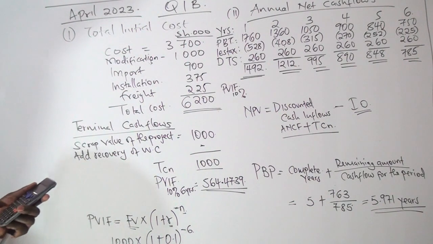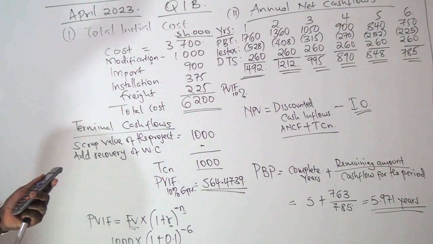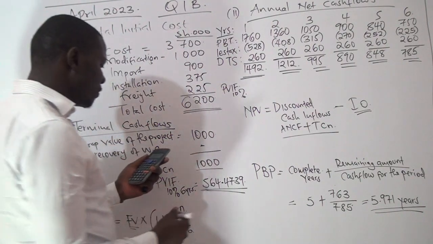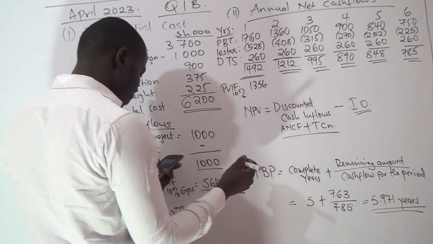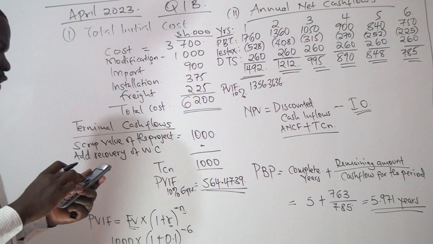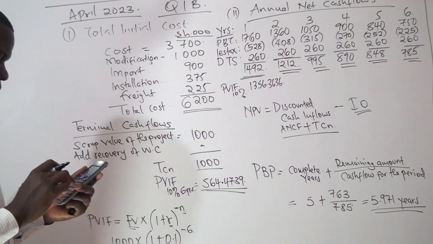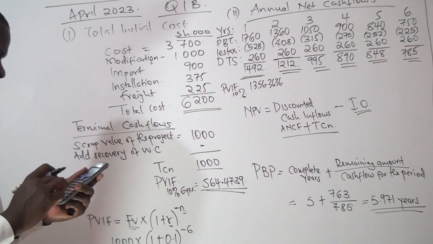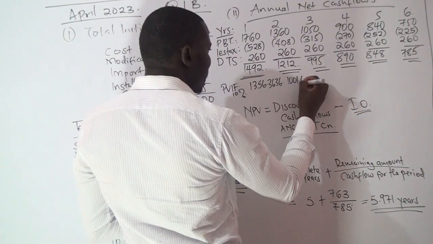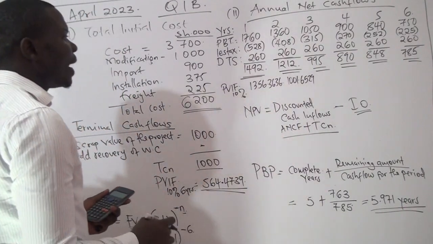So in this case, you're having 1492 multiplied by 1 plus 0.1 raised to power negative 1. So here we are having 1356.3636. In year 2, we shall be having 1212 raised to power negative 2, which is 1001.6529.